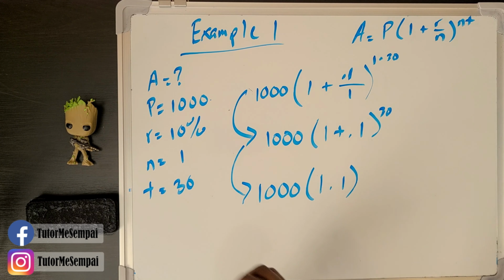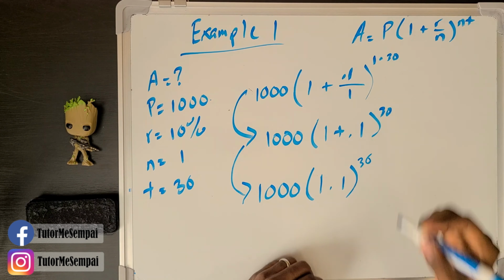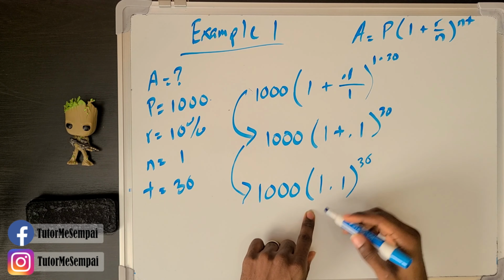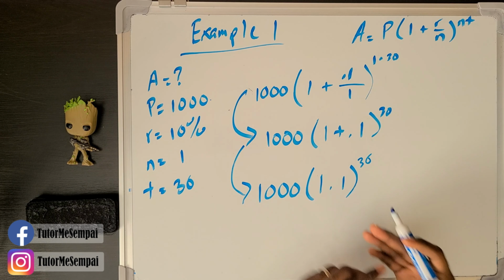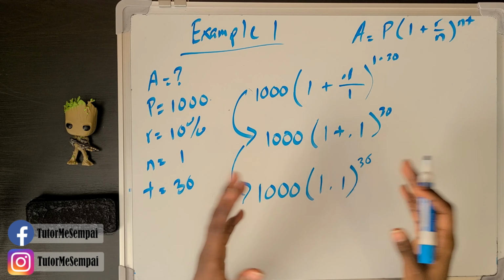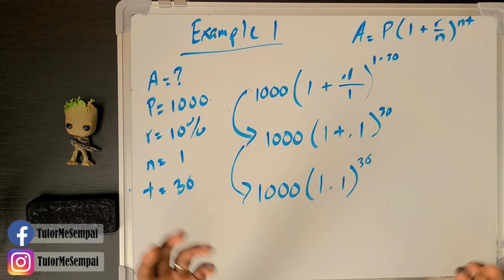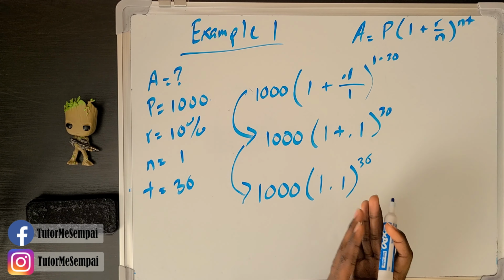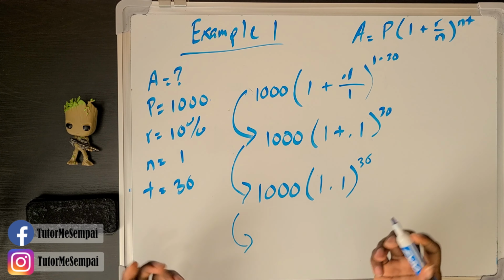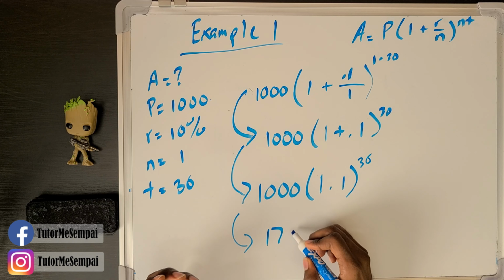So inside your parentheses first, and then you're going to raise this to the 30th power. The next thing you want to do is figure out what this exponent is, 1.1 to the 30th power. Now, you could put all of this in your calculator. You don't necessarily have to do it step by step, but if you don't have a calculator, I recommend following your order of operations.